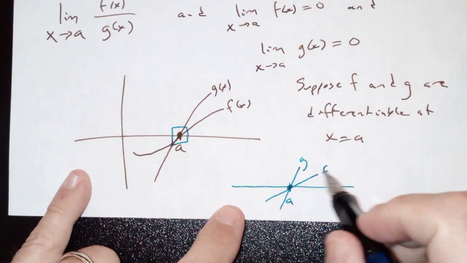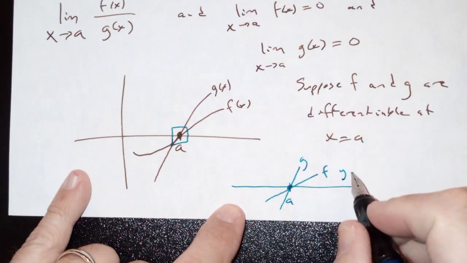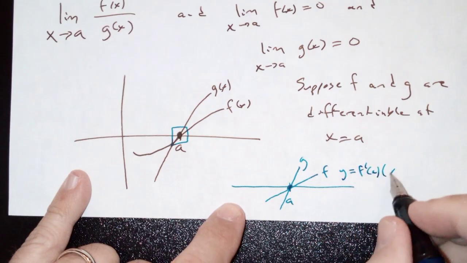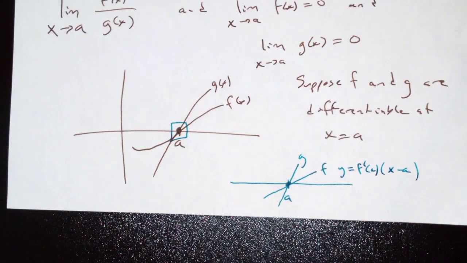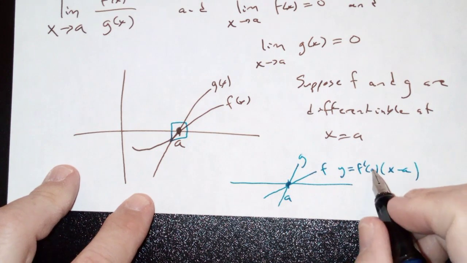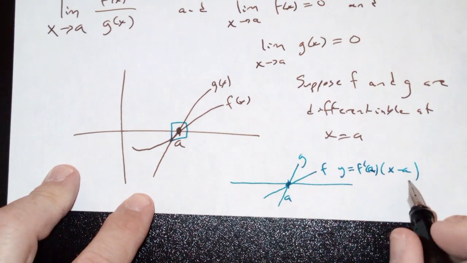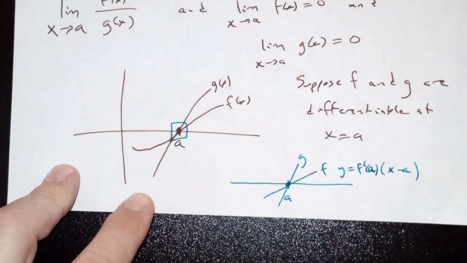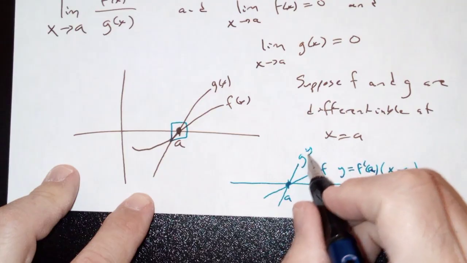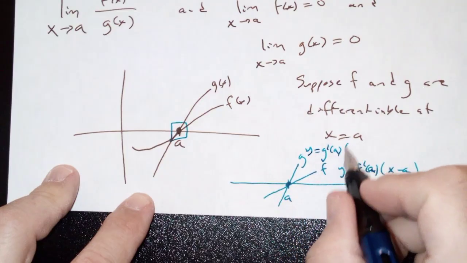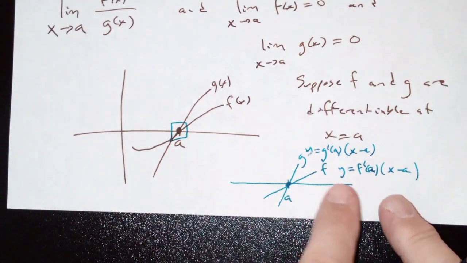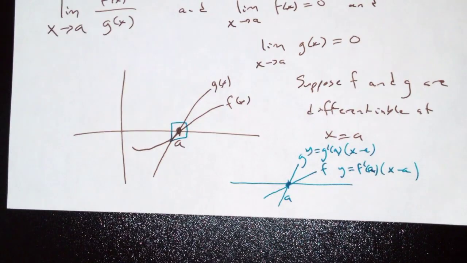But this line is going to look like that. It's got a slope at A. It's got an x-intercept at A, and it's got a y value of 0. And this line is g prime of A times x minus A. If I take, instead of f over g, if I take this line over that line, what happens?